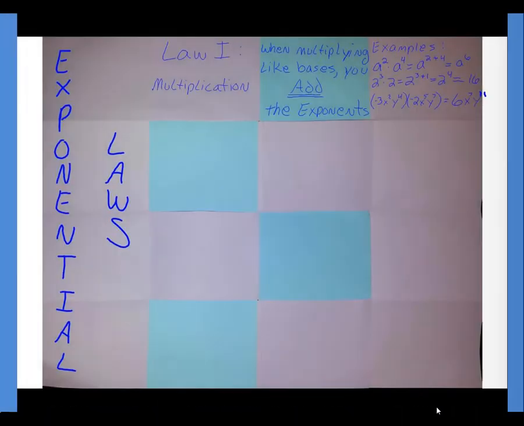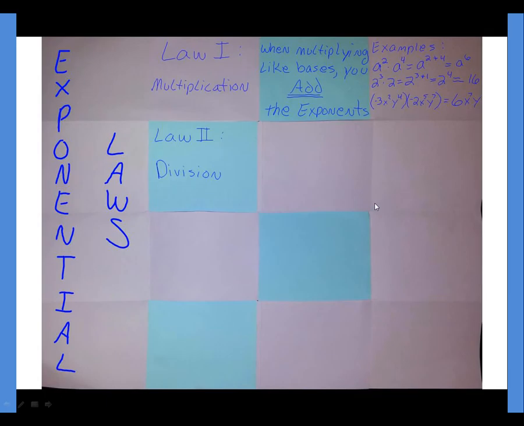Multiplying things. Next one we have is division. And I'm going to make this one bigger too. When dividing like bases, you subtract the exponents, just like its cousin subtracting.